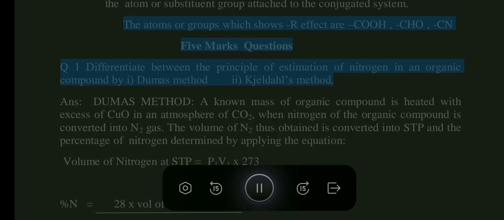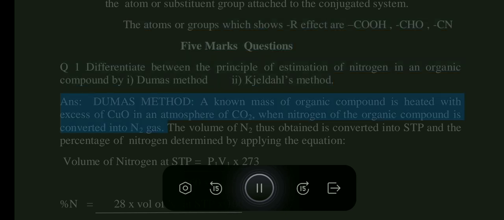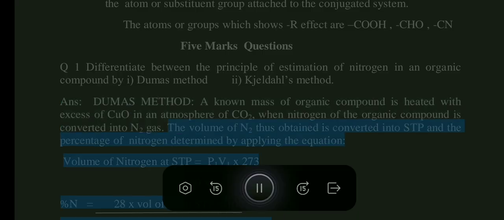5 marks questions. Q1. Differentiate between the principle of estimation of nitrogen in an organic compound by i. Dumas method, ii. Kjeldahl's method. Ans. Dumas method: a known mass of organic compound is heated with excess of CuO in an atmosphere of CO2, when nitrogen of the organic compound is converted into N2 gas.